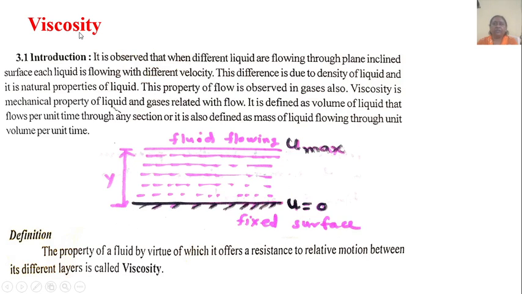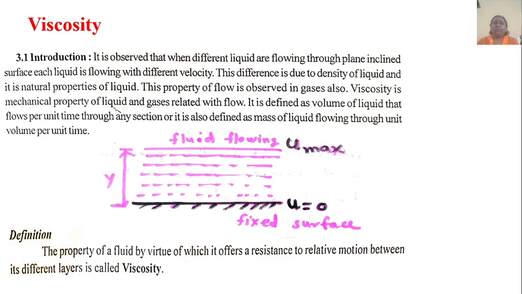Now, viscosity. It is defined as the resistance offered to a layer of fluid when it moves over another layer of fluid, or it is the property of a fluid by virtue of which it offers a resistance to relative motion between its different layers, is called viscosity.